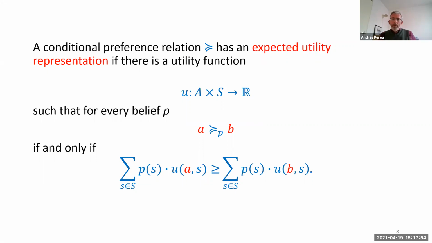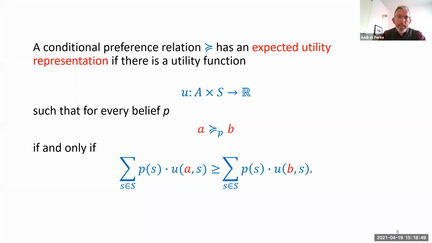Okay, now what is an expected utility representation? When would we say that a conditional preference relation has an expected utility representation? It would just mean that it can be represented by a utility matrix. So you can make a matrix where in the rows you put the acts, in the columns you put the states, and then in every cell you put a utility, and that would then represent the conditional preference relation. More precisely, it just means that there is a utility function u that assigns to every act and every state some real number, such that for every belief p, you would weakly prefer a to b if and only if the expected utility from choosing a would be at least the expected utility of choosing b at the belief p. Just exactly as you would expect, right?